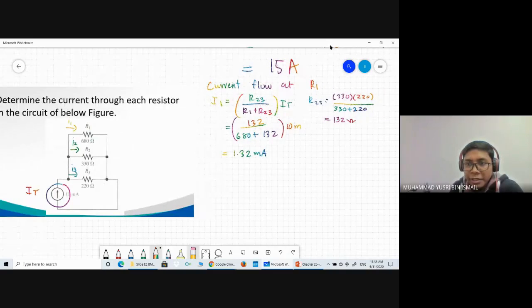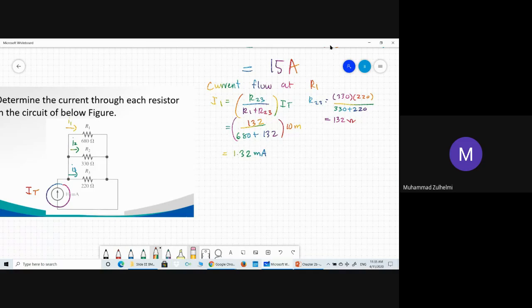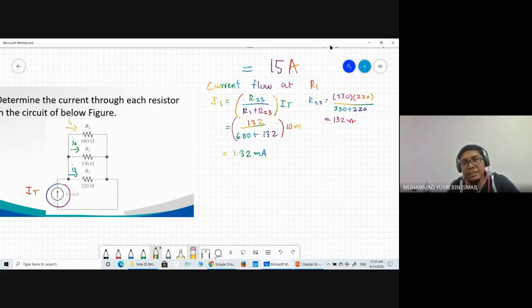330 kali dengan satu. Oh, R1. Okay, R20. Okay, R1 640. Kira kau salah, sir. Macam mana? Silap tekan kalkulator. Kalkulator salah. Jalan kira betul. Okay.